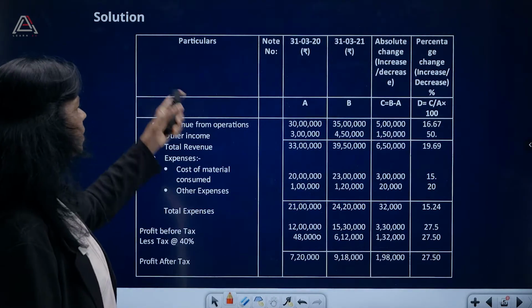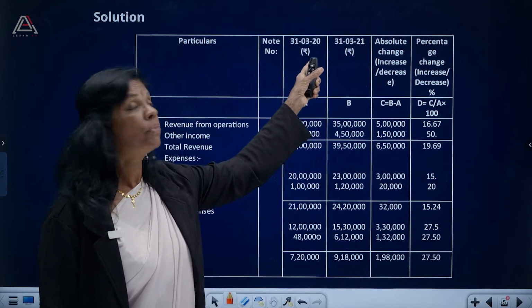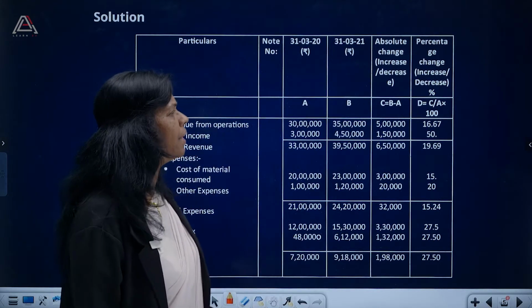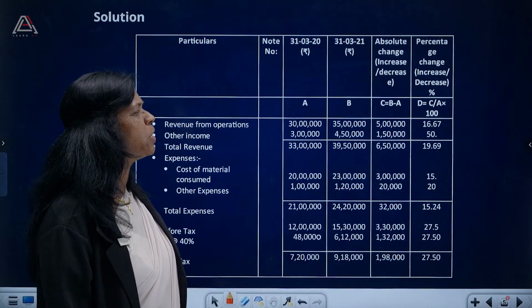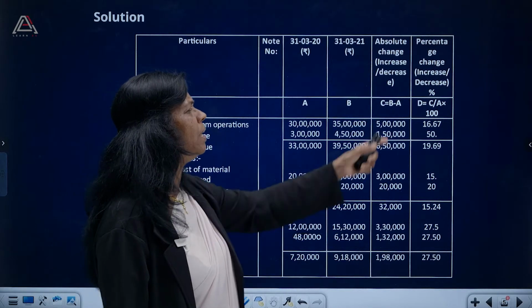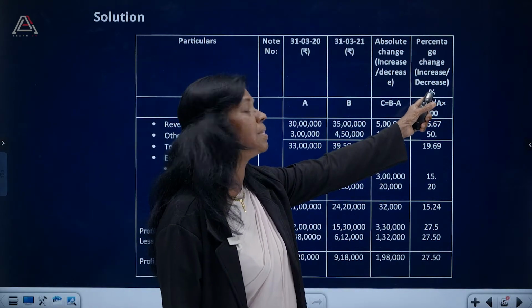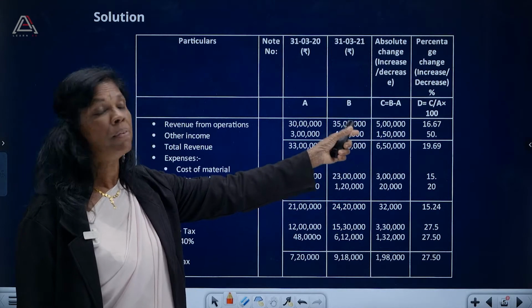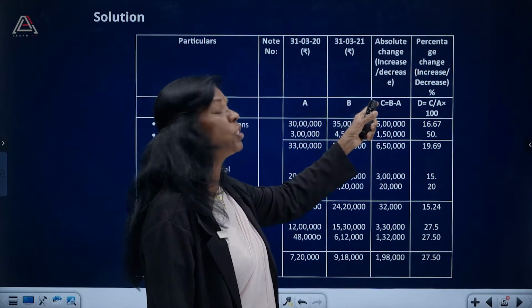See solution, particulars, note number. This is 31st March 2020, that is previous year. 31st March 2021, this is current year. Then absolute change. These two columns we have to insert. Absolute change means in bracket you can see increase or decrease. Then percentage change, in bracket you can see increase or decrease. We can name these columns: this column A, this column B, this column C.